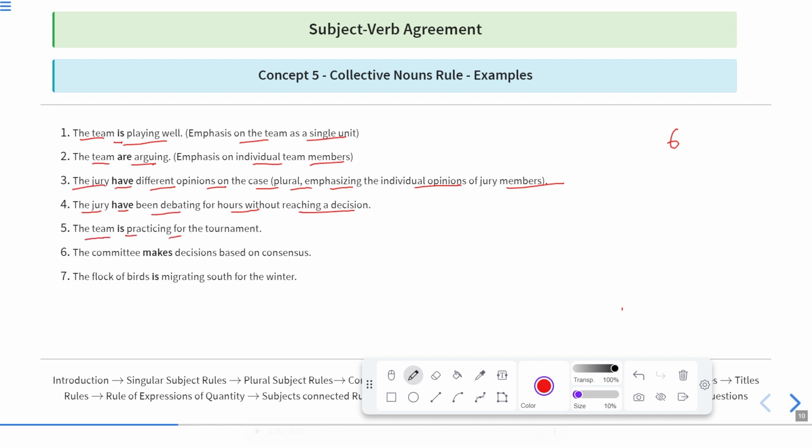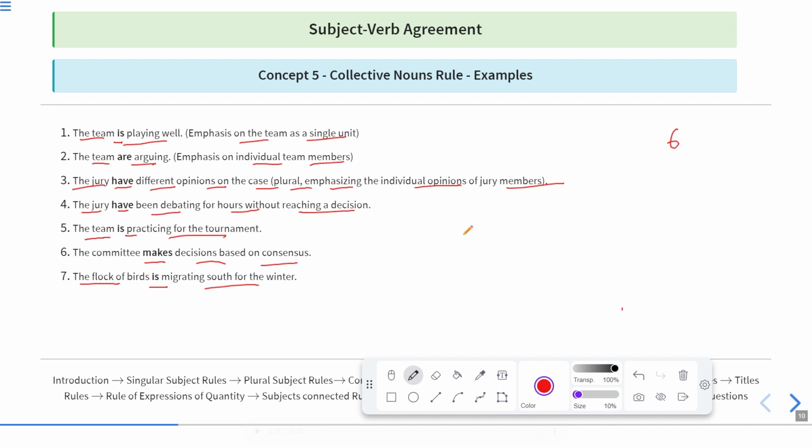The team is practicing for the tournament. Now the entire team is collectively working. The committee makes decisions based on consensus. The flock of birds is migrating south for winter. Okay, south for the winter. So here the flock of birds means the entire flock of birds migrates.